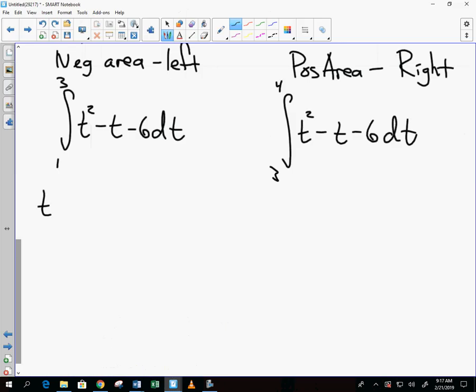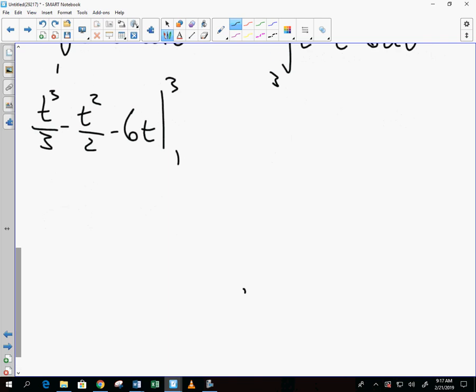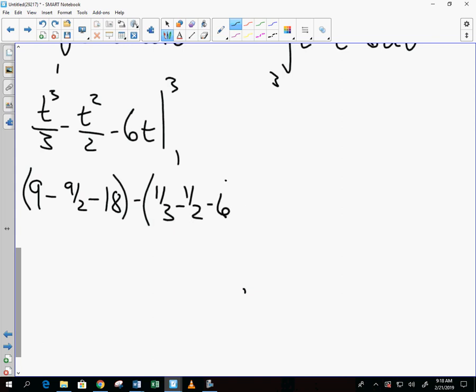Okay, here we go. t cubed over 3 minus t squared over 2 minus 6t evaluated from 3 to 1. Plug in 3, what do you get? Yep, 9 minus 9 over 2 minus 18. Minus, now what? 1/3 minus 1/2 minus 6.